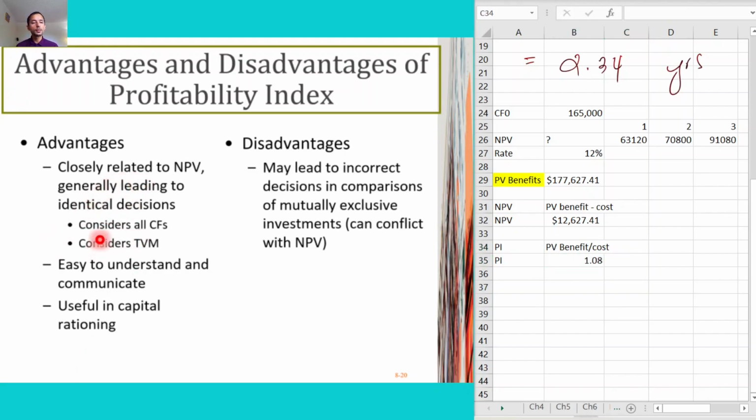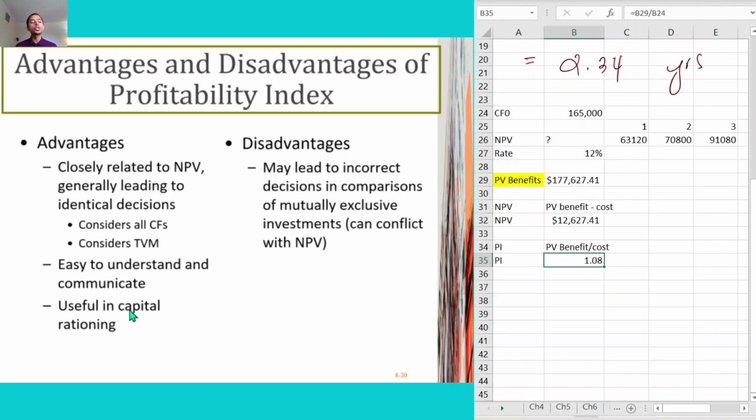So let's see. It considers all cash flows. We do not ignore any cash flows, right? Unlike payback period, even in profitability index, we do not ignore cash flows. We consider time value of money because we did discount our cash flows to find the present value of the benefit that we use, right? It's easy to understand and communicate. If your benefit is larger than cost, the number will be larger than 1, accept, otherwise reject.